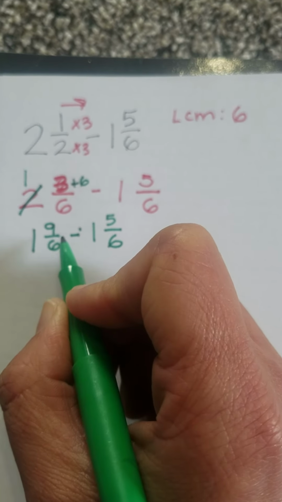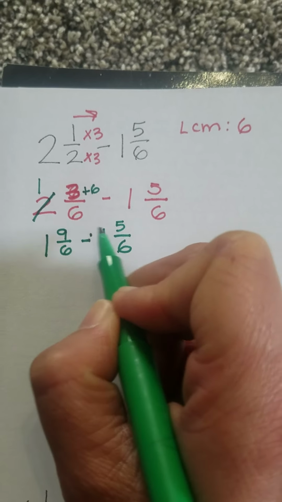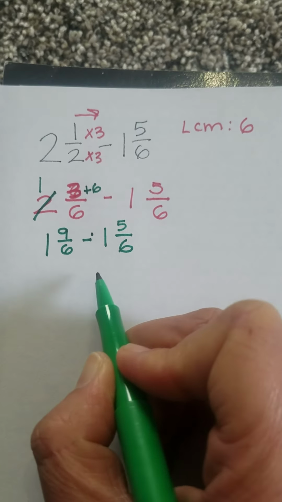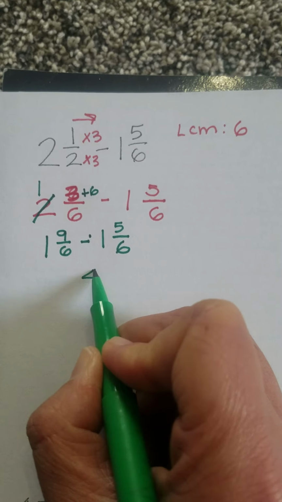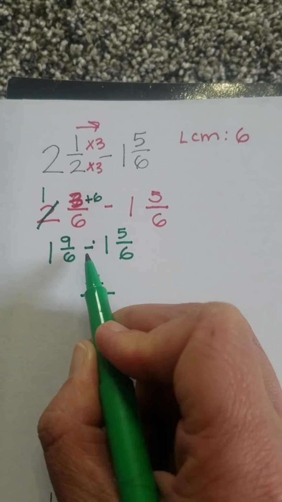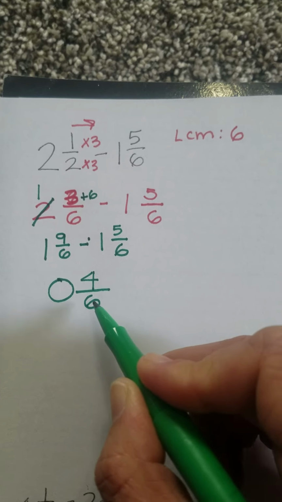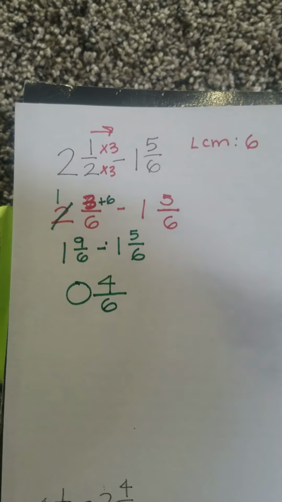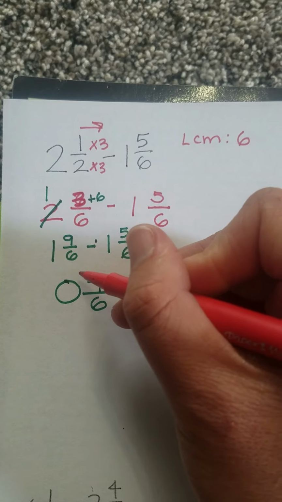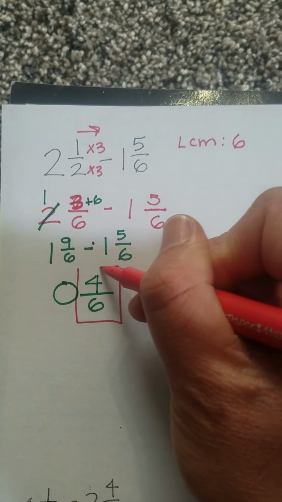Now I can go ahead and subtract them because 9 is larger than 5. So 9 minus 5 is 4/6. 1 minus 1 is 0, and just for right now I'm going to put the 0 there. Now this is one of my final answers, but I can also simplify this.